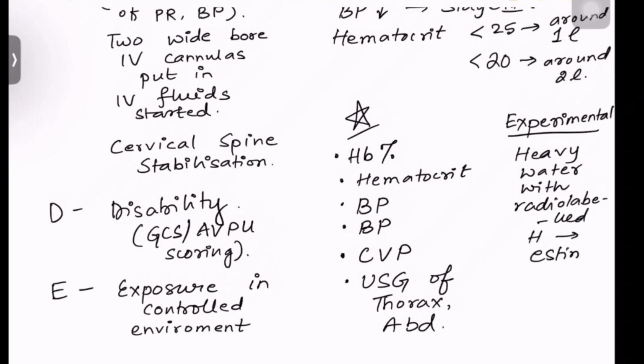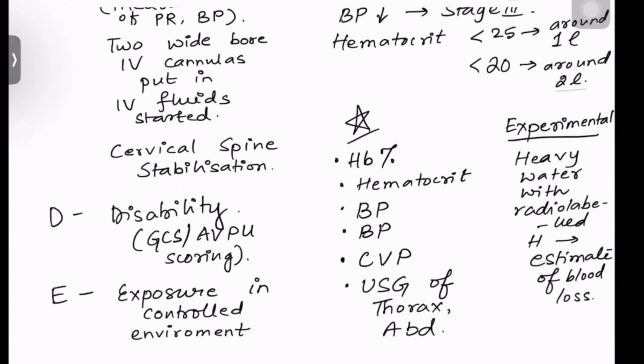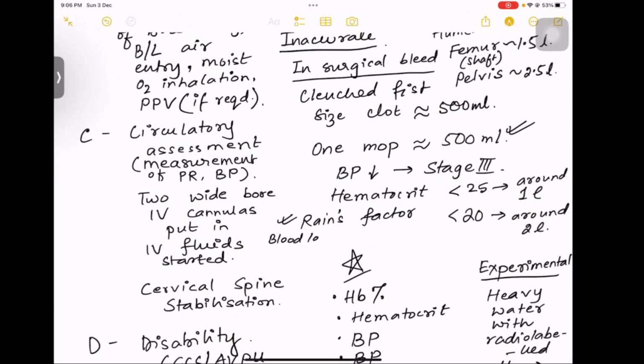So basically, you take heavy water, that is water in which hydrogen is replaced with an isotope, that is hydrogen labeled with the isotope. So that also helps you to estimate the amount of blood loss.